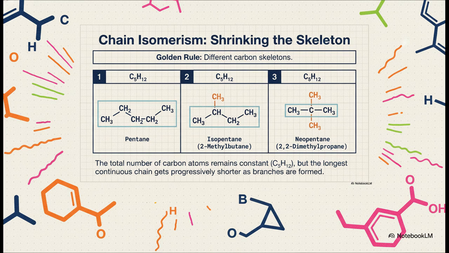So our first type of structural isomers is called chain isomerism. For all 3 of these molecules, the formula is C5H12. But just look at the carbon skeleton. In pentane, we've got a nice straight continuous chain of 5 carbons. Then, in isopentane, the longest chain actually shrinks to 4 because 1 carbon is branched off. And then in neopentane, the main chain is down to just 3 carbons, with 2 branches sticking out. The skeleton itself has literally been shrunk and rebuilt.